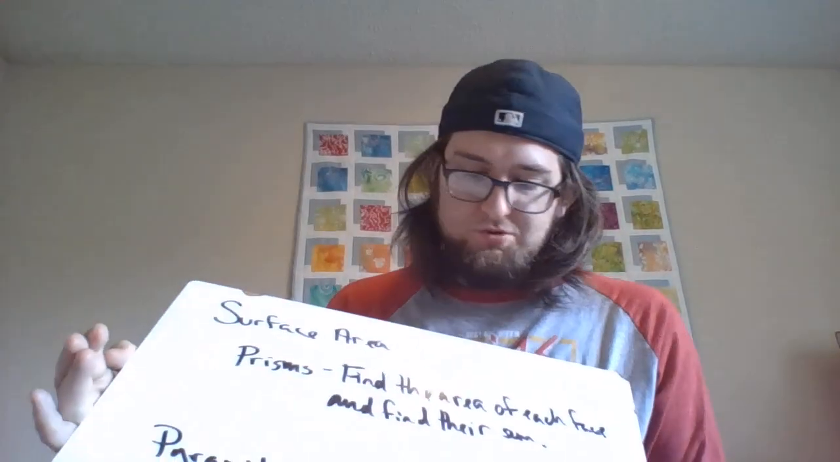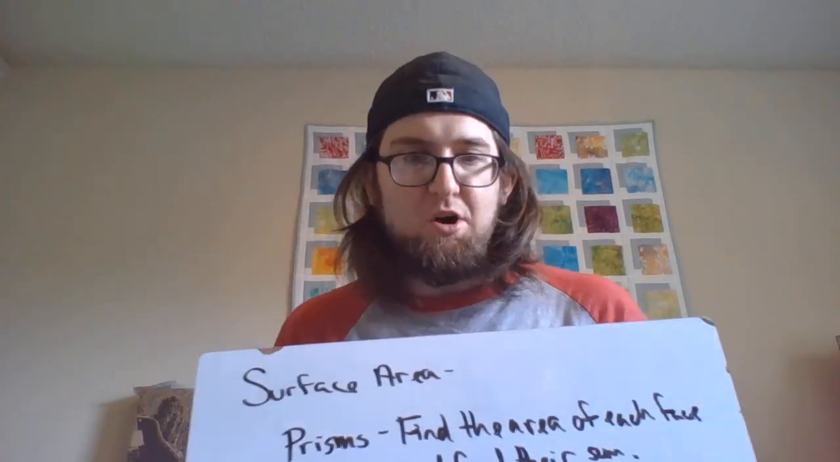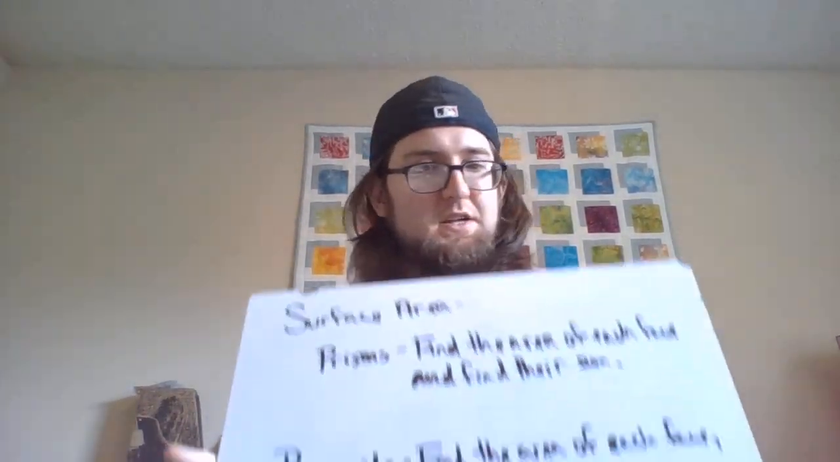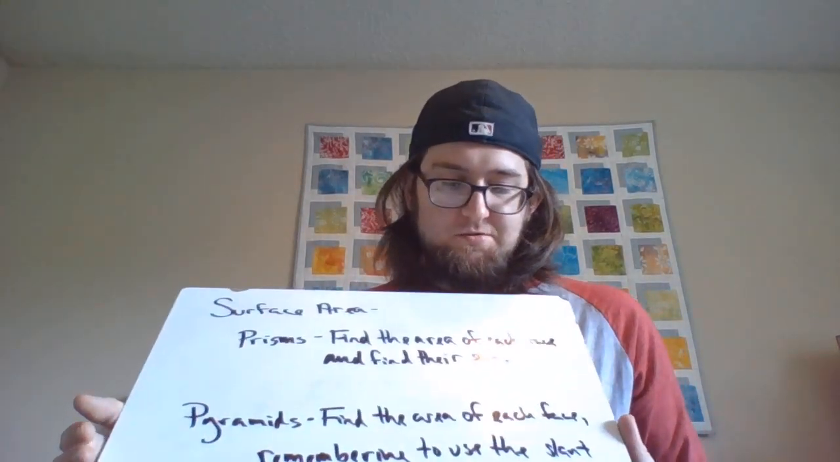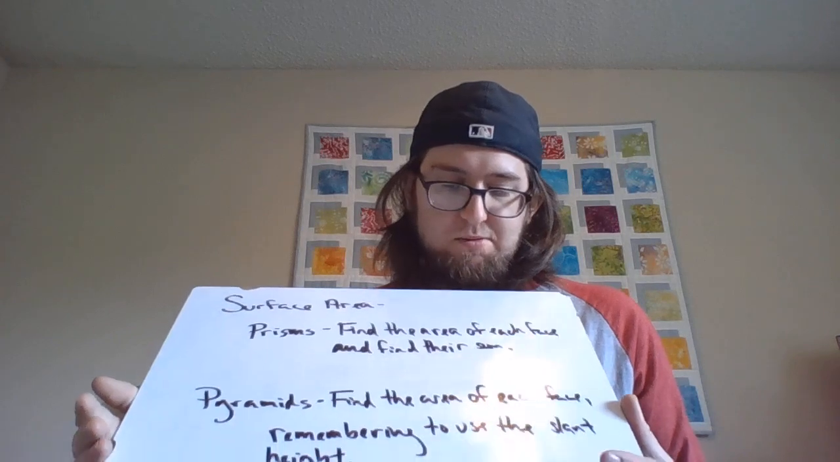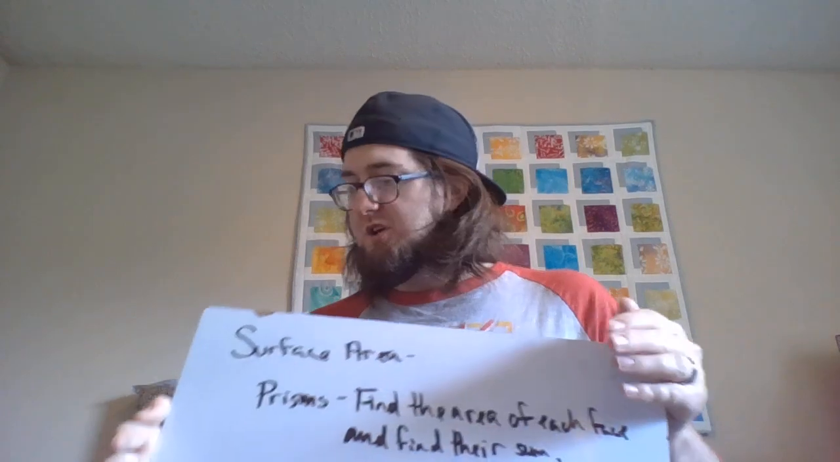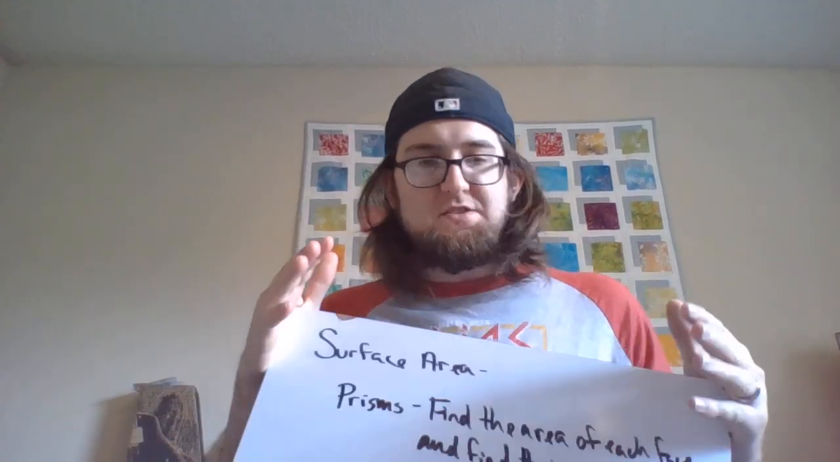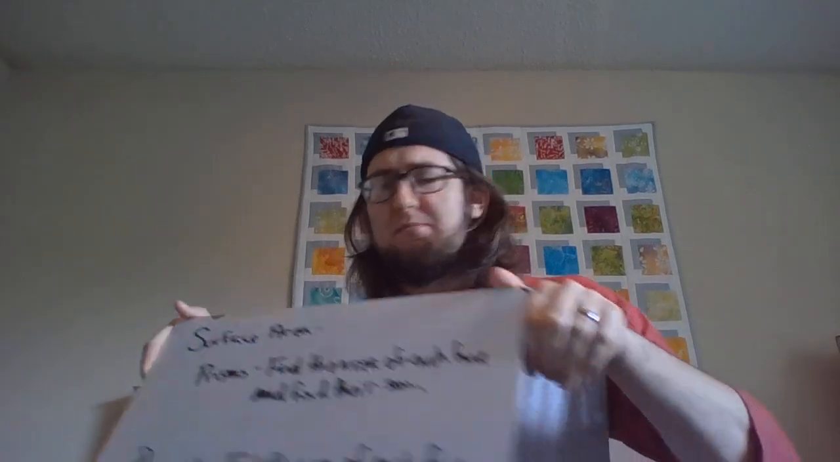So, with prisms, what you want to do is find the area of each face and find their sum. So you want to add up all the areas of the faces, okay? And for pyramids, you do the same thing. Find the area of each face, add them up, and remember, use the slant height. We're going to go into that in just a second. So you may find surface area to be a bit easier than volume or a bit harder depending on your taste. Volume is just one formula, quick and easy. Surface area, you have to actually think about it a bit more.